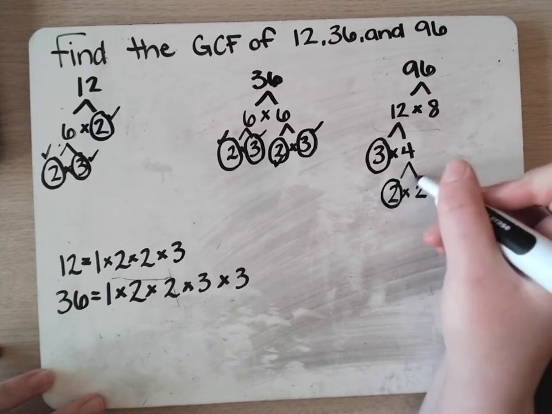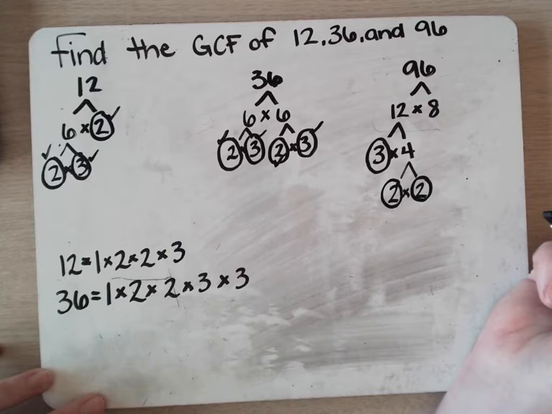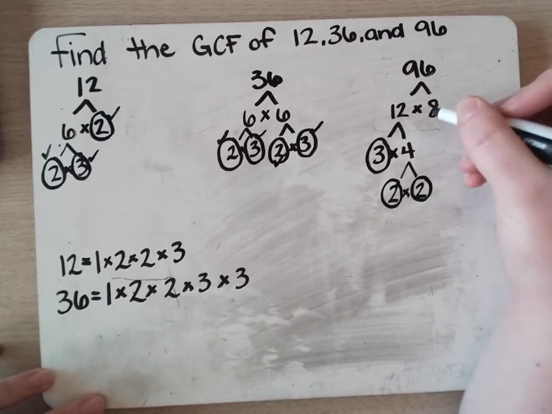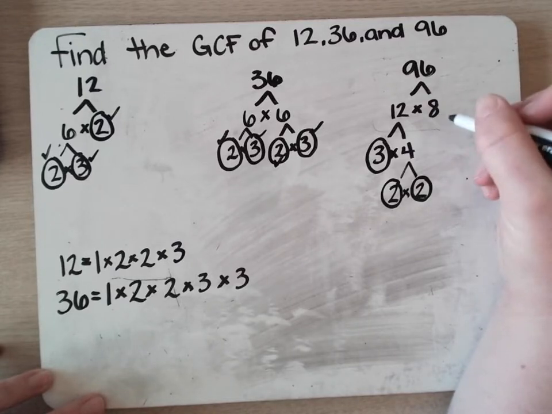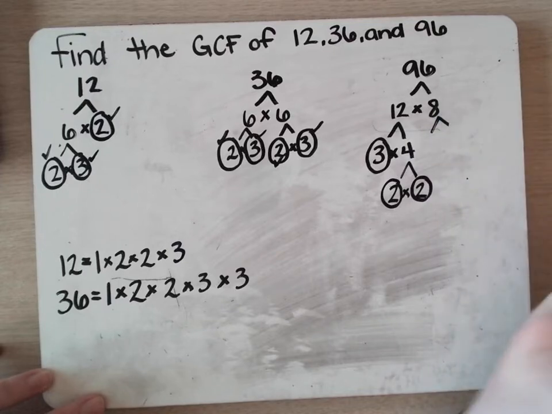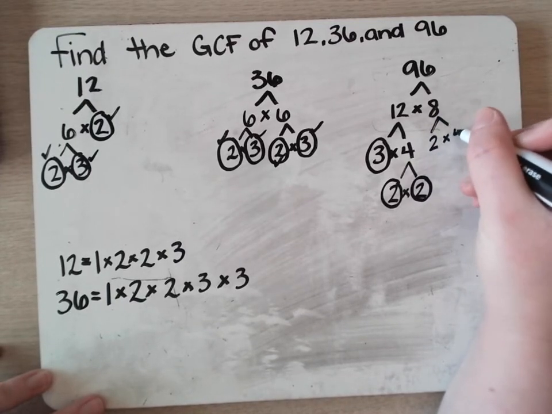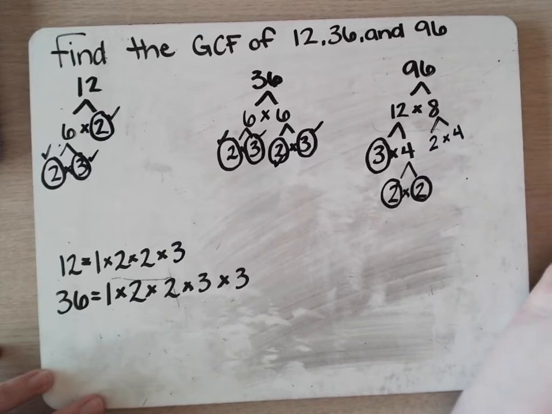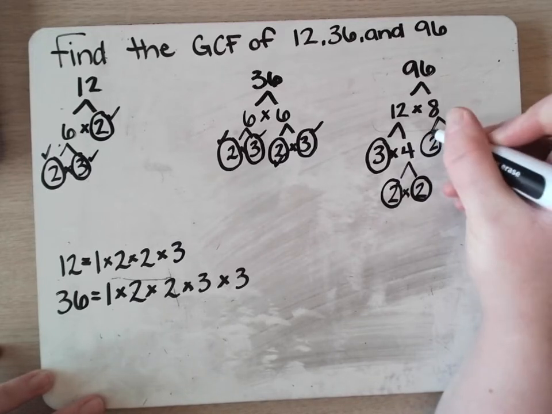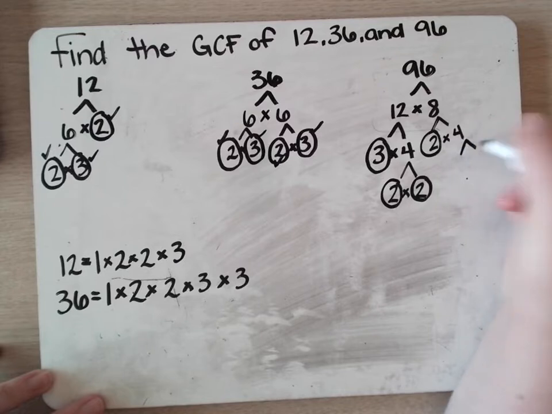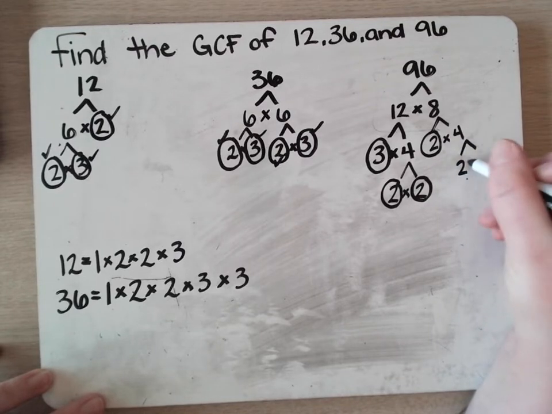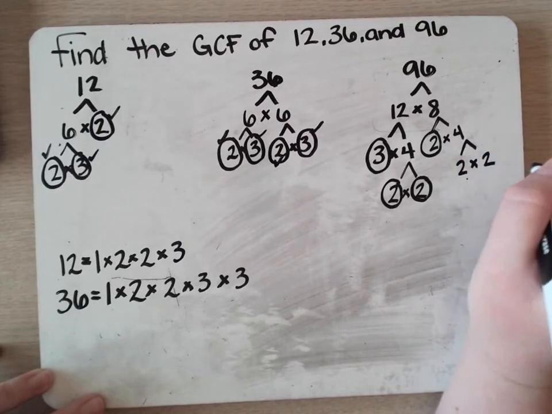Circle both your 2's because the only factors of 2 are 1 and 2. Now, don't forget about your 8. You need to break your 8 down. So factors of 8: 2 times 4 equals 8. Again, I circle my 2. Now I need to break down my 4. 2 times 2 equals 4.